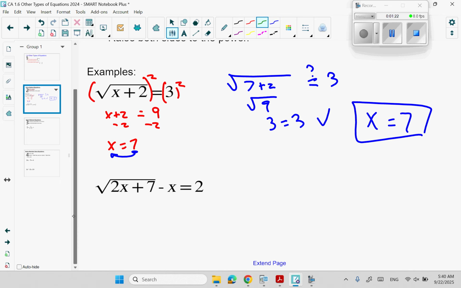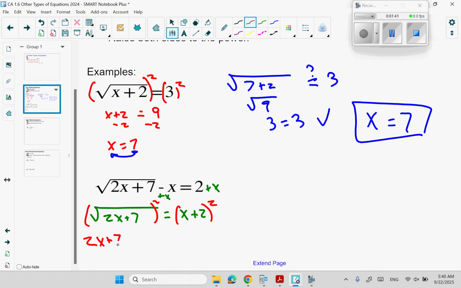Over here, we want to get the radical by itself, so we're going to add x to both sides. And so we get the square root of 2x plus 7 equals x plus 2, just standard form, so just rearranging the order. And we're going to square both sides. So we get 2x plus 7 over here. But here I get x plus 2 times x plus 2, and I had to FOIL that out, or distribution property. So we would get x squared plus 4x plus 4.